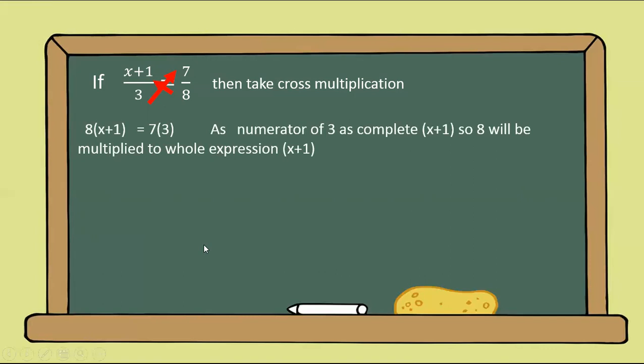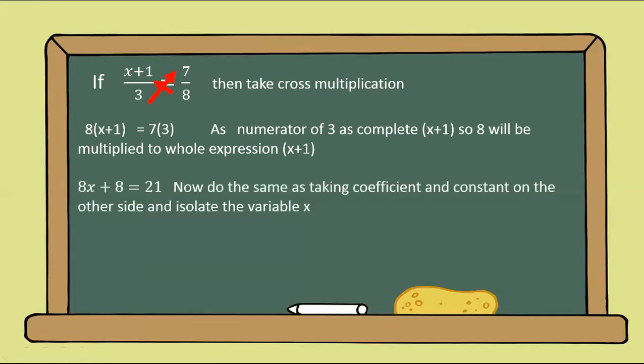So students, do not make this mistake. Rather, you have to put x plus 1 in the bracket. Outside, there should be 8, and then 7 outside, and then 3 is inside. Now, when we expand it, we will have 8x plus 8 is equal to 21.